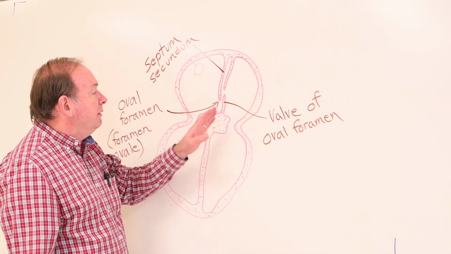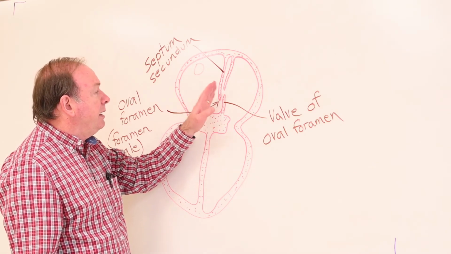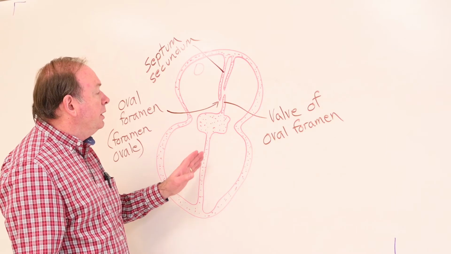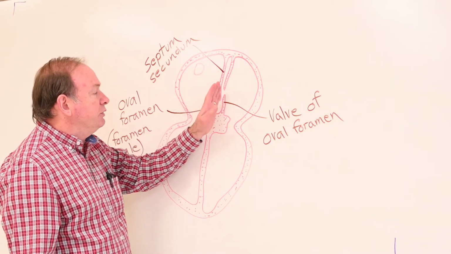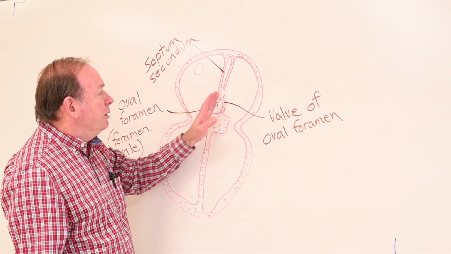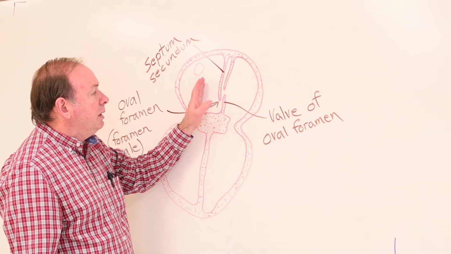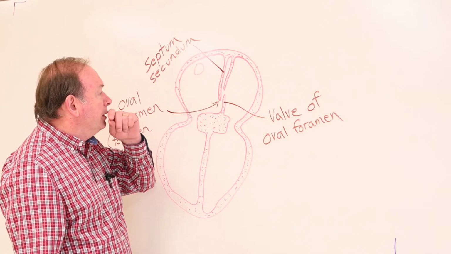So that works as kind of a valve flap in there that allows some movement of blood between the two chambers. Eventually, after birth, this will seal off so that we don't see movement of blood across from the one chamber to the other.